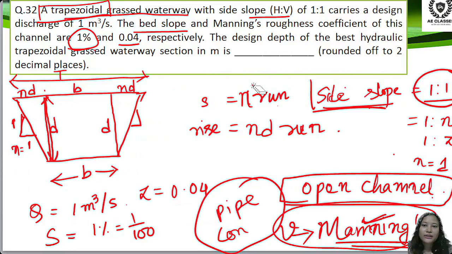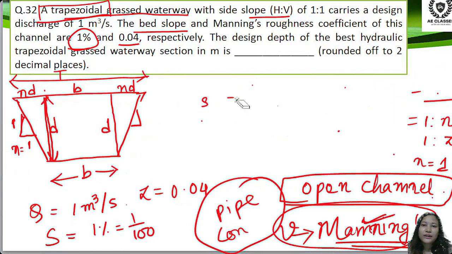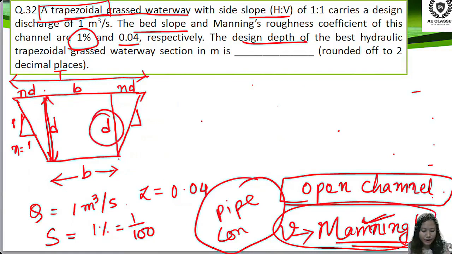Now, what are the things that you have to find out? You have to find out the depth, D here. It's also saying that the trapezoidal grassed waterway is having the best hydraulic section. Best hydraulic trapezoidal grassed waterway.